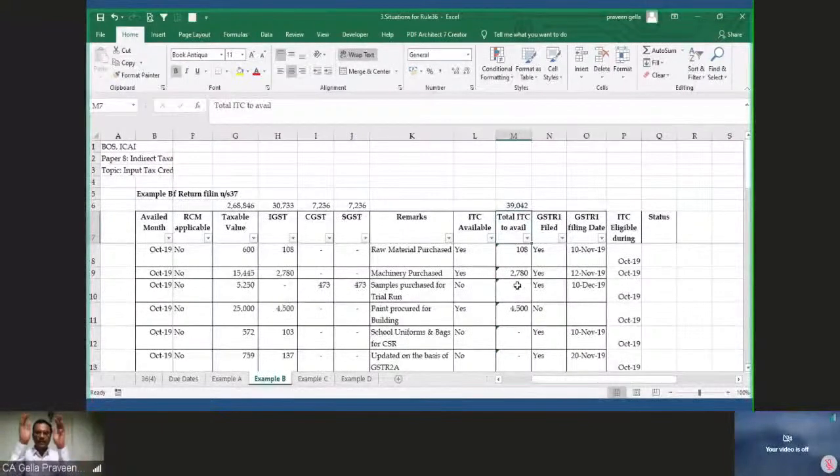Example B. See, we could have done this in example A, but I want you to understand the difference step by step so that you can get clarity with our Rule 36. Once you are done, please let me know.